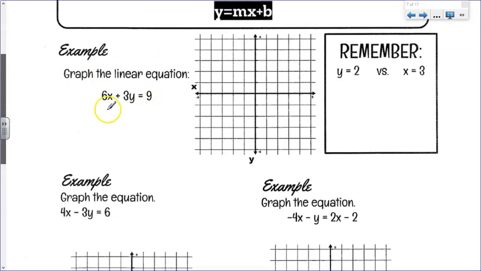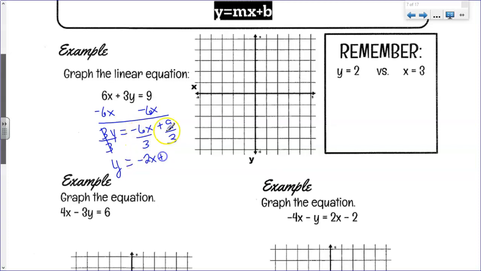Okay, so here we're going to solve for y. We're going to subtract 6x from both sides. We get 3y equals negative 6x plus 9. We're going to divide all the terms by 3. So that will give me y equals negative 6 divided by 3, which is negative 2x, and then 9 divided by 3 is 3.